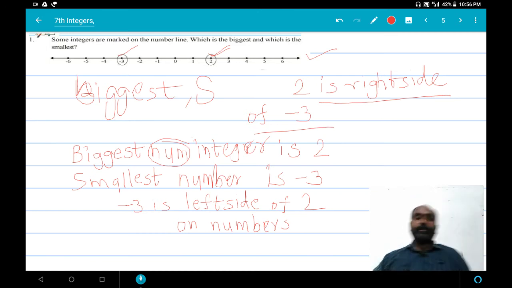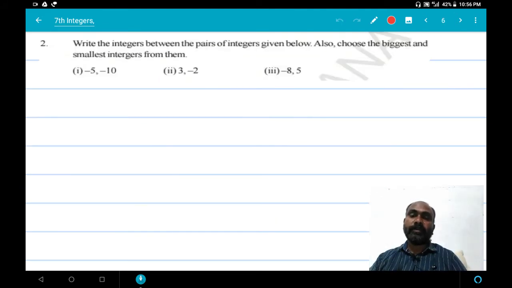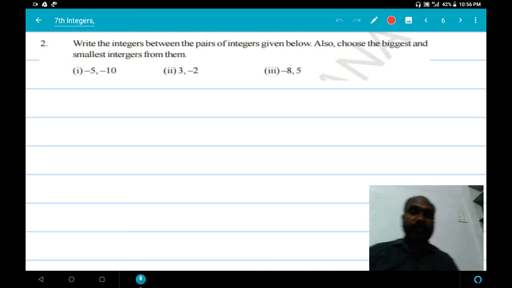Next, second question. Here, write the integers between the pairs of integers given below. Also, choose the biggest and smallest integers from them. From these numbers, here minus 5 is there and minus 10 is there.